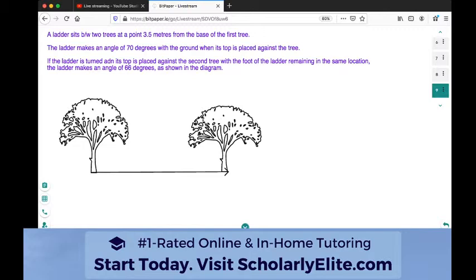It says a ladder sits between two trees at a point 3.5 meters from the base of the first tree. So what I first need to draw is that base, right? So here we go. First of all, I'm going to take it from here, and let's say that this is 3.5 meters. I'm just arbitrarily putting that there. So let's say from here to here is 3.5 meters. Great. Now, I'm also going to start erasing some of these trees so that I can put in my straight lines to show you guys what I'm talking about.